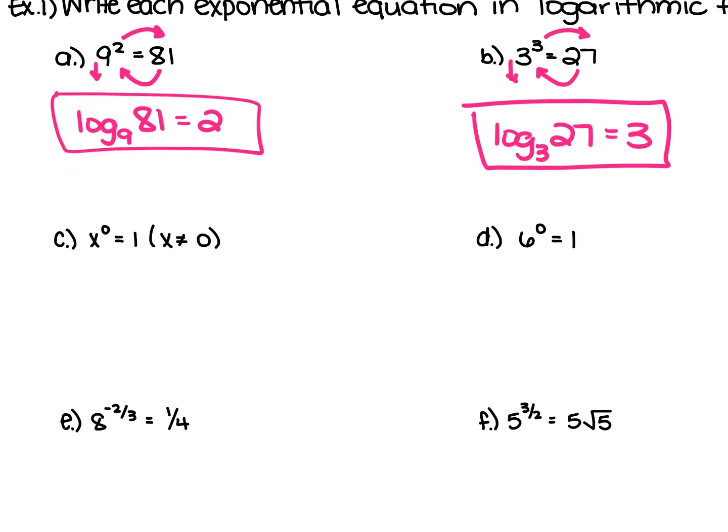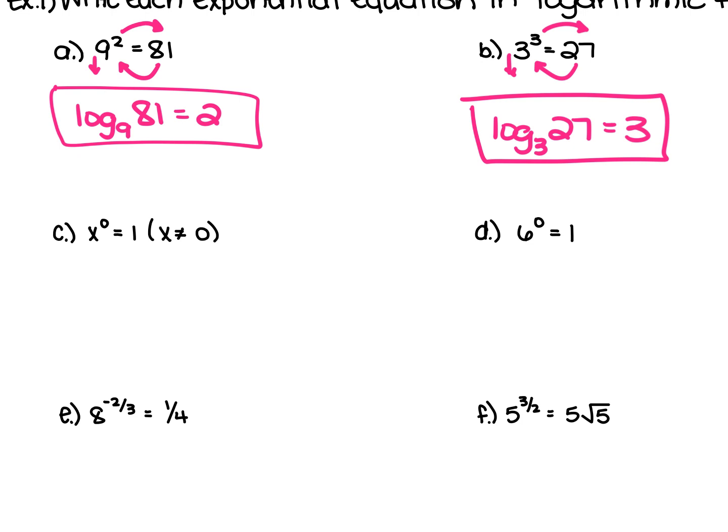For example C, you have x to the power of 0 is equal to 1, where x is not equal to 0. So again, we're going to drop down that x. Your 0 becomes your answer. Your 1 becomes your whole number part. Write down the word log first. So that's log x of 1 is equal to 0.